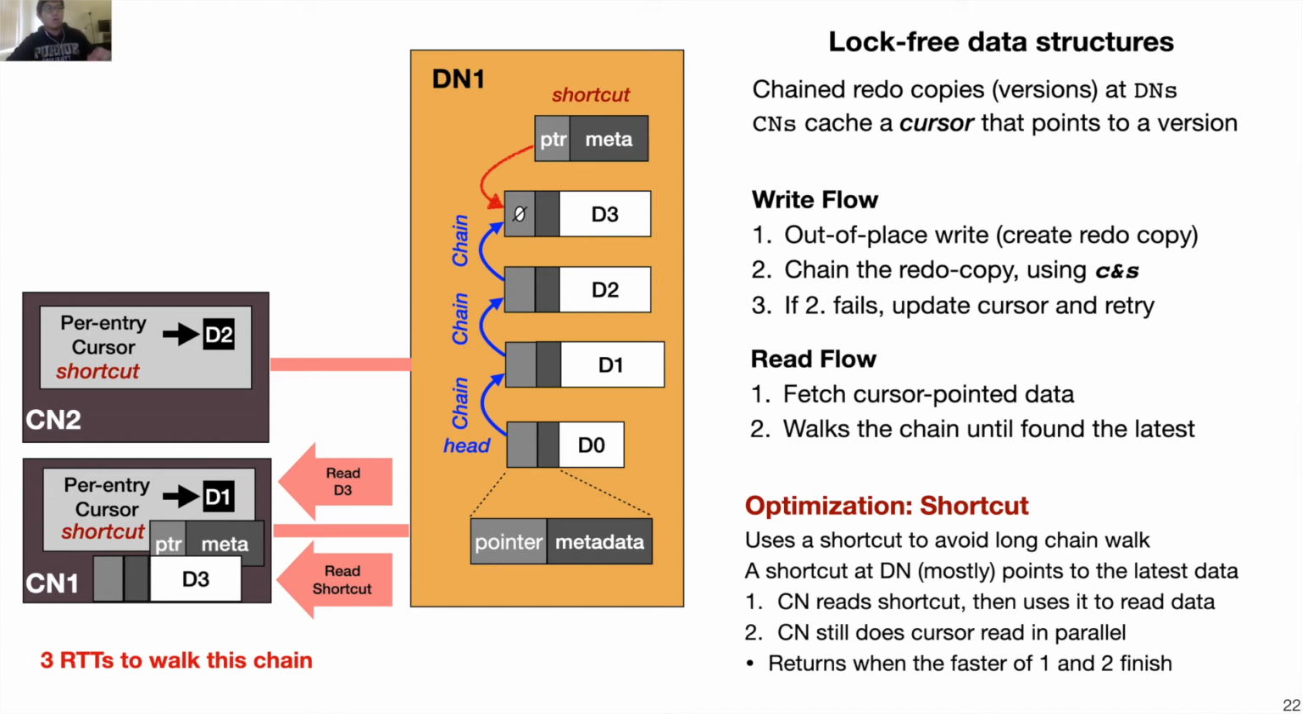So now, when a CN wants to do KV reads, it not only issues the normal chain walking read procedure, but also performs a shortcut read at the same time. The KV read returns when the faster one finishes. In Clover, when the contention is low, KV write is only 2 RTTs and KV read is 1 RTT.